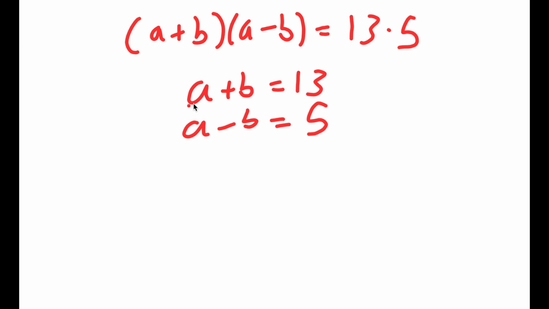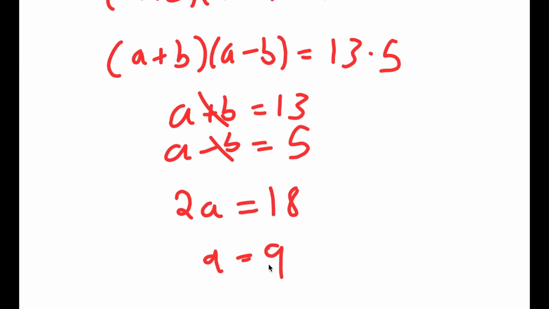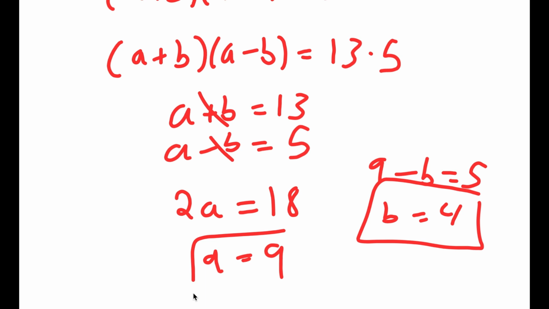And to do this, I'm going to cancel these two out, add a and a, so I get 2a is equal to 13 plus 5, which is 18, meaning a equals 9. And if a equals 9, I can go ahead and plug back into one of these equations. So I get 9 minus b is equal to 5, meaning b is equal to 4. So a equals 9 and b equals 4.